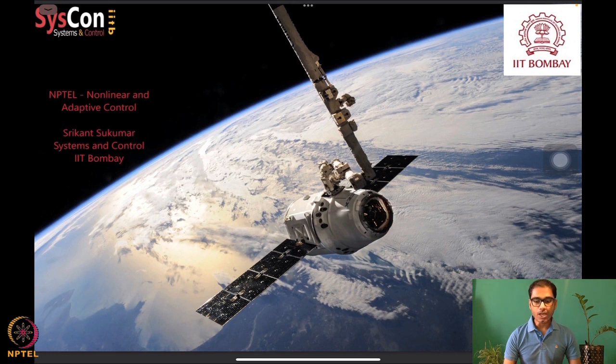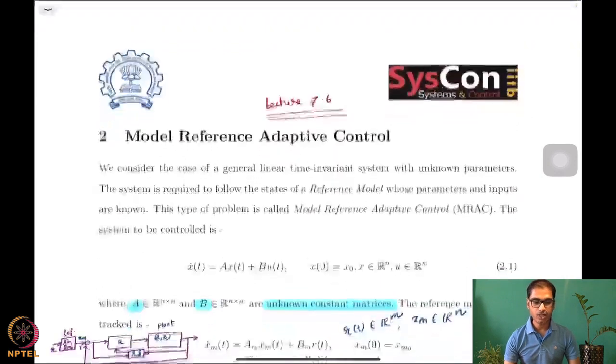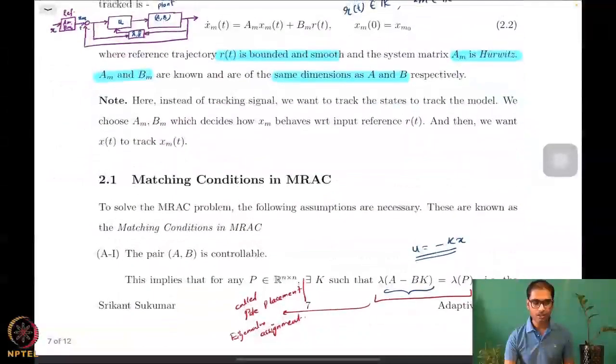We are into the eighth week of our lectures on Nonlinear Adaptive Control, and we are already well underway into designing algorithms that can drive systems such as the spacecraft orbiting the Earth, which we see in the background. So last time, we started to look at model reference adaptive control. We already introduced the problem in the previous week, along with the assumptions and of course, the matching conditions, which are very, very critical.